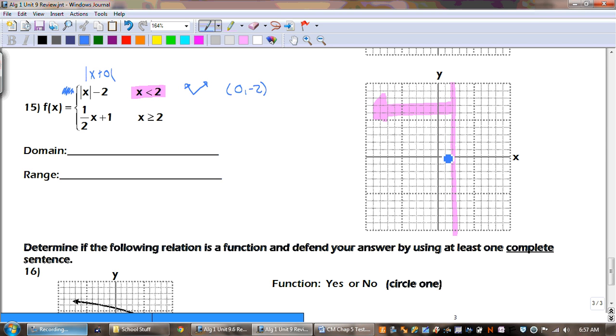So at 0, -2 is my first point. And then I go up 1, right 1, up, ooh, open or closed? Open. Okay, and then let's continue our graph in the other direction. I'm going to draw an arrow because it keeps on going.